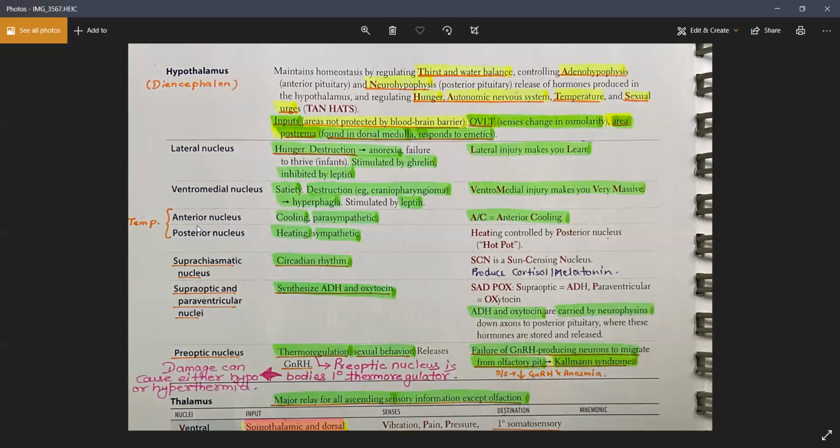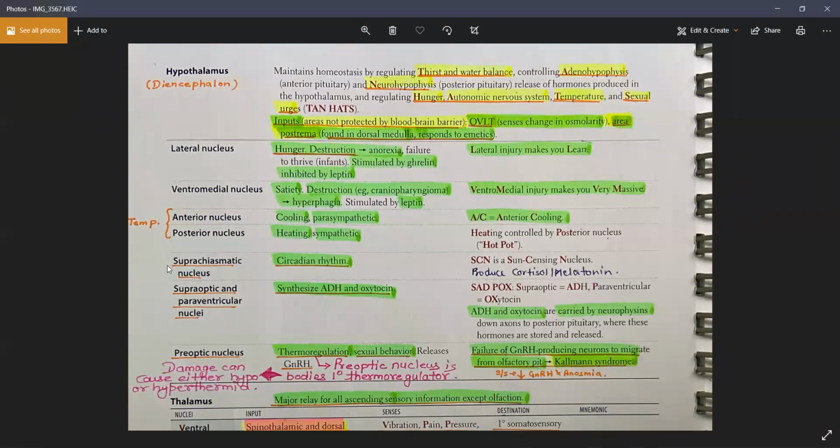Whenever you get hypothermia or a decrease in temperature, the posterior nucleus of the hypothalamus gets activated, and it will cause heating. It will also stimulate the sympathetic system so that shivering can occur and the thyroid system gets activated, right? So all these things lead to an increase in body temperature.